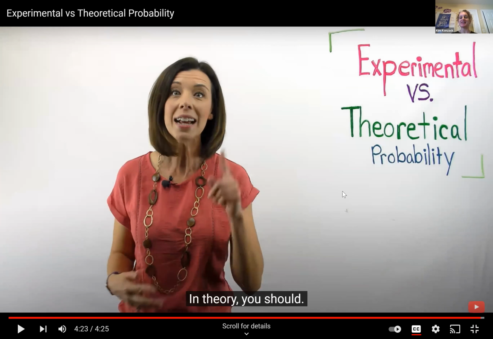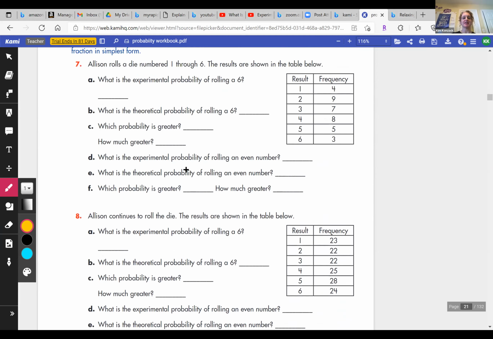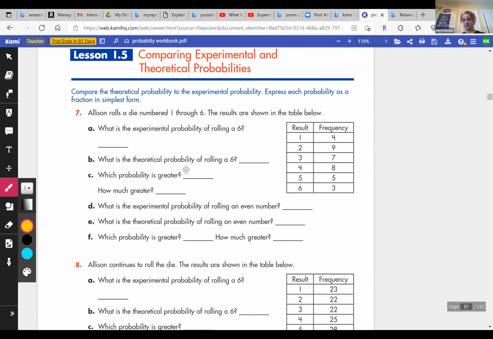Okay, so again, when she says in theory, right? In theory is based on the math, and experimental is based on the experiment. Let us do some problems from our workbook and compare the two. Okay, so let's go to our workbook. This is page 15. You can also get a lot of the reading out of here if you forget terms or you want to reread. Everything you could possibly want is in here. And if you need more resources, I will definitely add them.